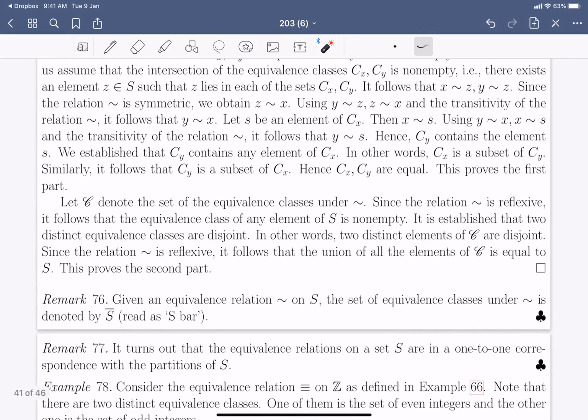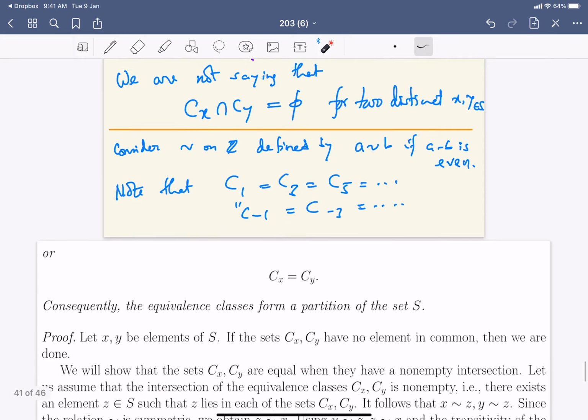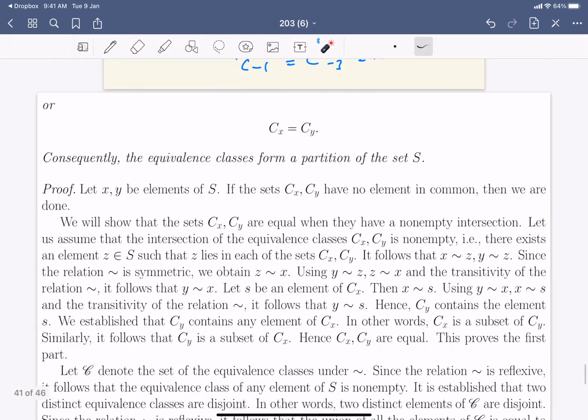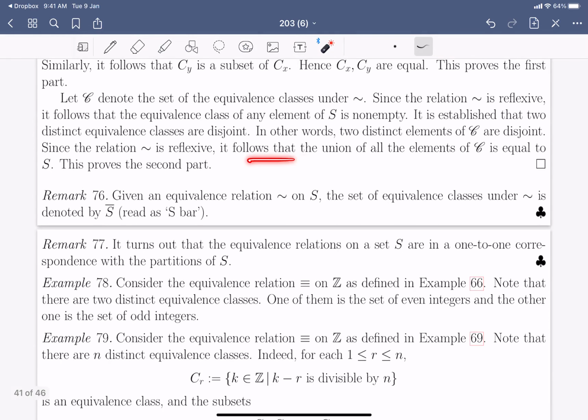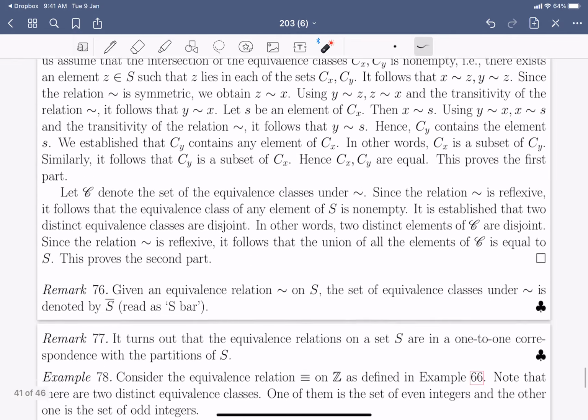Now if we pick two distinct equivalence classes, then they're disjoint, right? Because if they are not disjoint, then they have to be equal, and in that case they won't be distinct. So two distinct elements of C are disjoint. Now use the fact that this is reflexive to see that the union of all the elements of C is equal to S, and this proves the second part.